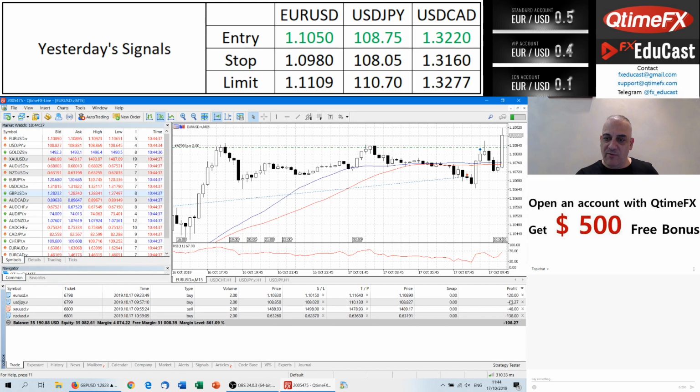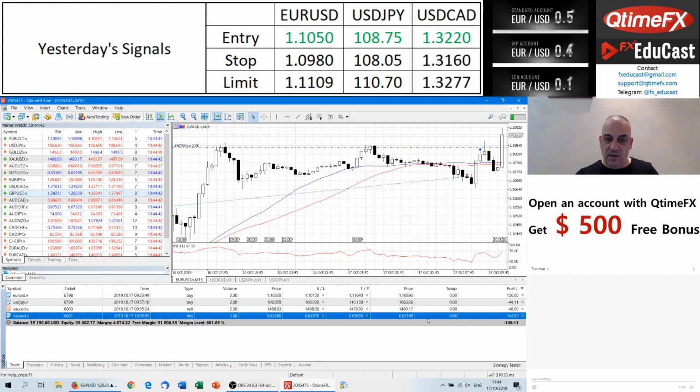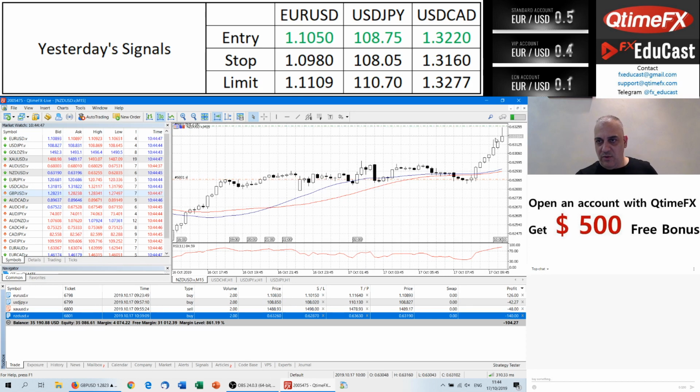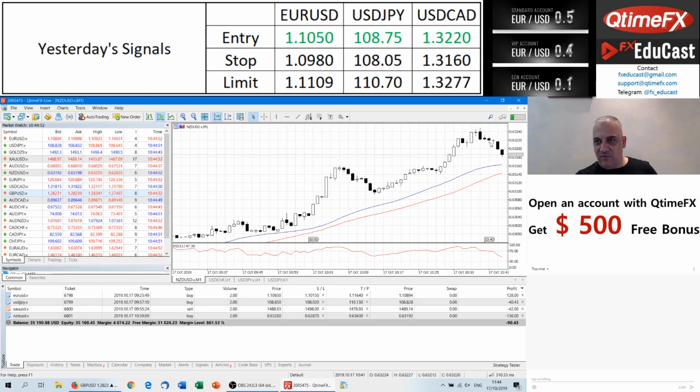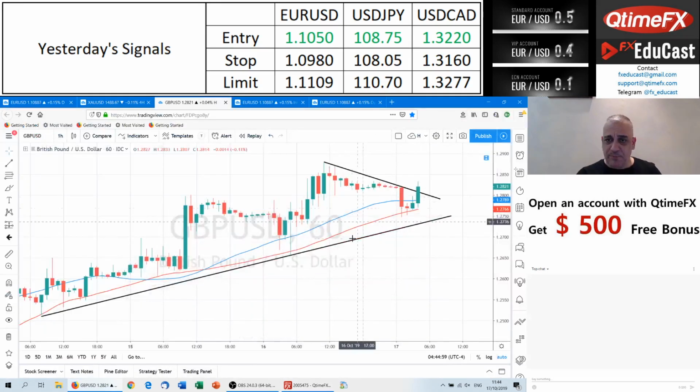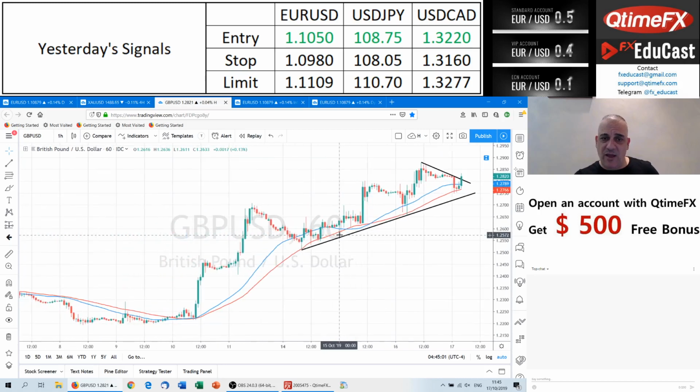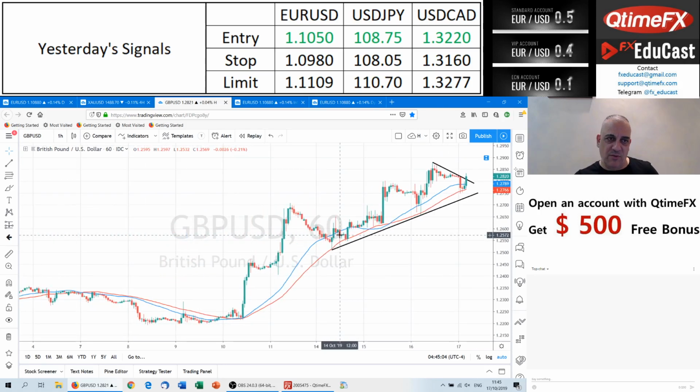Overall, of course, some of them are doing good, like the euro. Some of them are not doing very good, like the New Zealand dollar, which did hit our entry level and started falling. That of course can happen. We're talking about only 7 pips or 8 pips. That's nothing. So we need to give these trades time, and of course tomorrow morning we're going to talk about them, and I'm going to keep them up on the screen for you to see what happens to them.